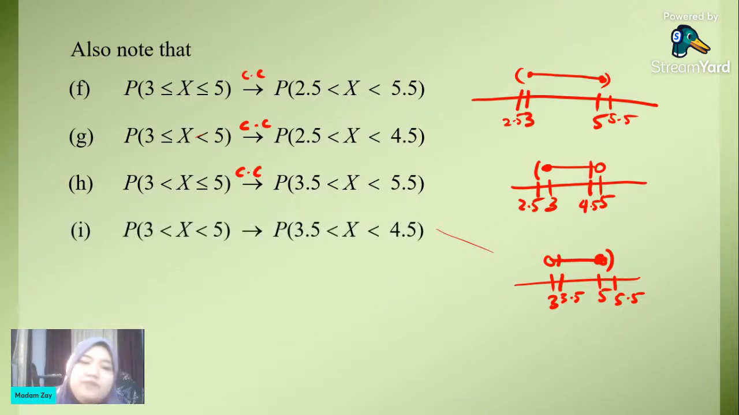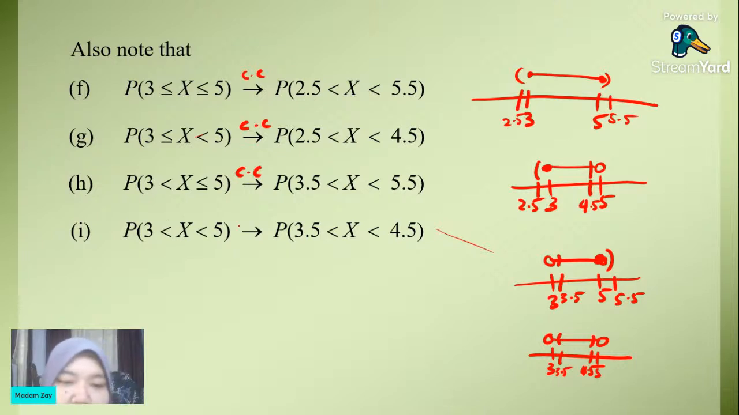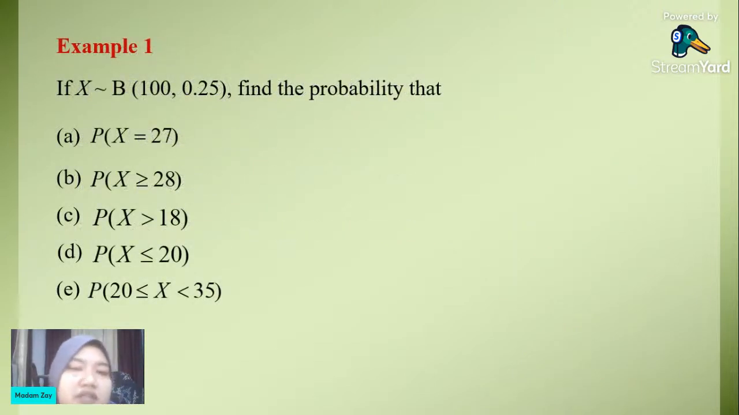And lastly, for 3 and 5 both are not included. So if not included, what? We have to cut the ties, cut the ties on both parts. So it will be 3.5 here and here is 4.5. So probability of x in between 3 and 5, after the continuity correction, will be probability of x in between 3.5 and 4.5. Okay, we have to do the continuity correction even though we don't have an equal sign. Everything we need to do continuity correction. No exception.